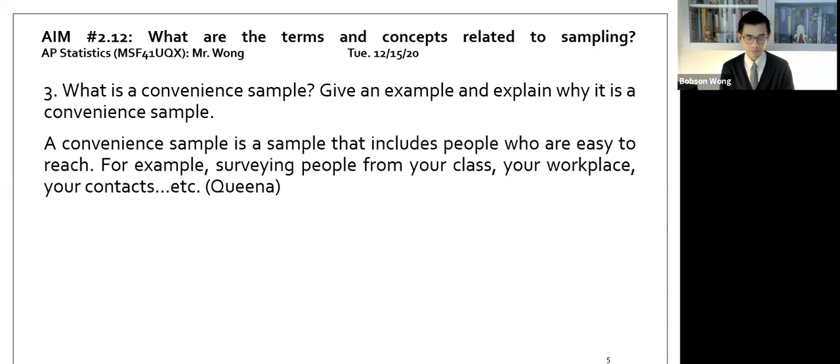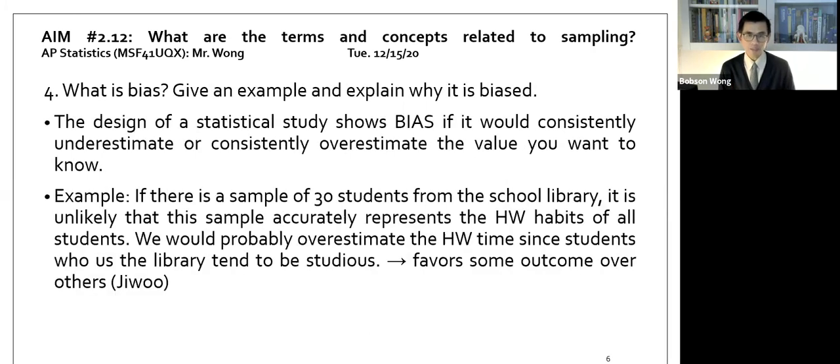Another issue with sampling is bias. Now, bias has a very specific meaning in statistics. When we talk about bias in statistics, we do not mean the bias that you probably think about when you hear the word bias. It's not something like, oh, I don't like Black people, or I don't like women. It's not that kind of bias. Bias has a very specific meaning. It means, as Jiwoo points out, some kind of consistent underestimate or overestimate of the value.